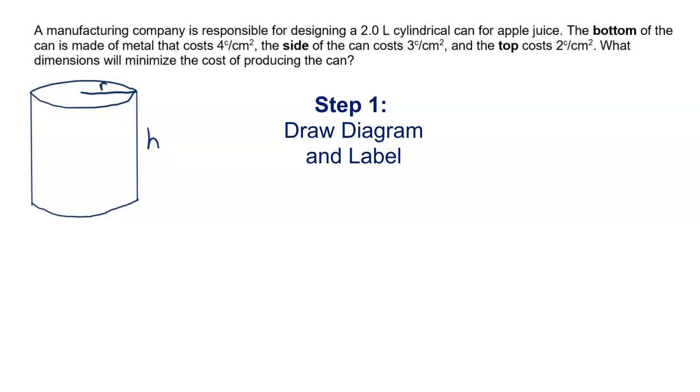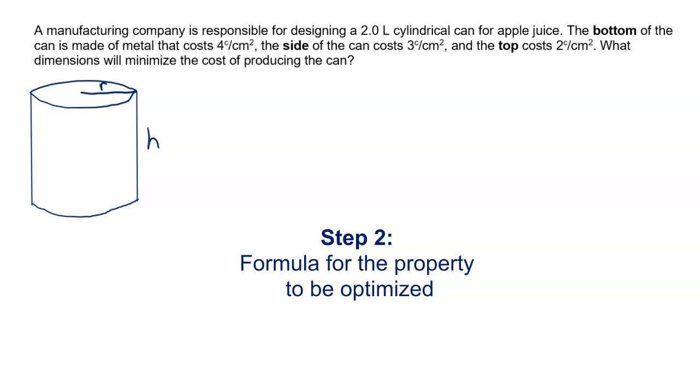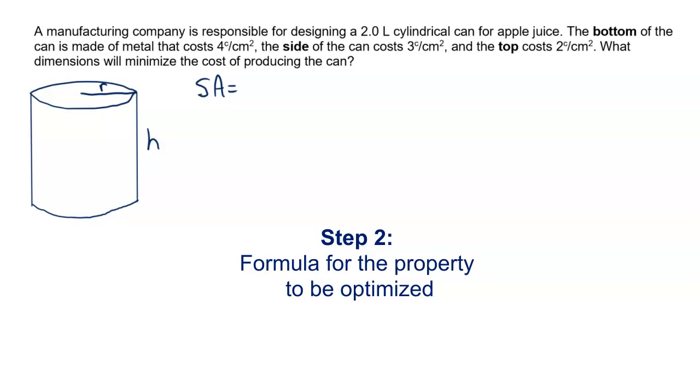First thing we want to do is draw a diagram and label it. Now you see I have my cylinder there. I've labeled my radius, I've labeled my height, and we can go ahead now and create a formula for the property that's to be optimized. So the second step is doing that. And so the surface area is equal to, now in this case, let's look at it in terms of the top and bottom separately because they're different costs. We'll get to the costs later, but right now we're just starting with the surface area.